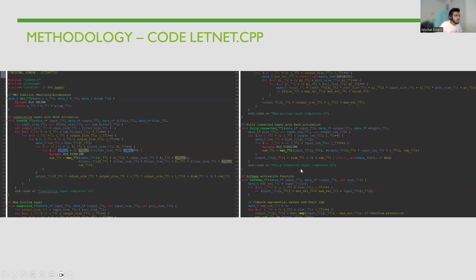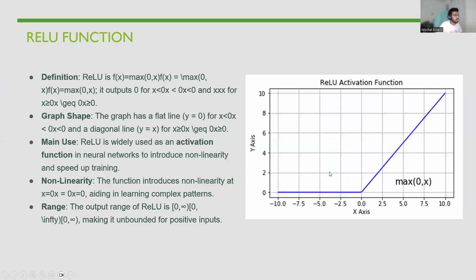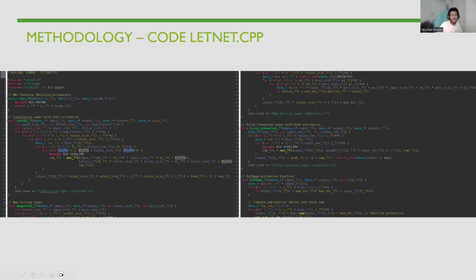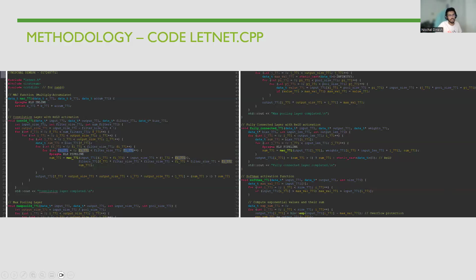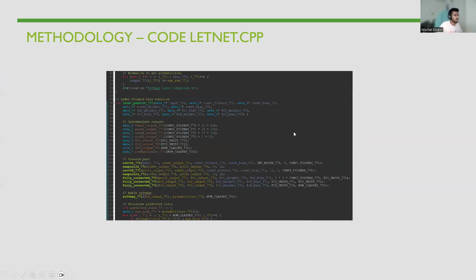Then you have your softmax layer. Sorry, before the softmax layer, you also have a fully connected layer with ReLU activation. Here it performs the matrix multiplication between input and weight matrices, adds a bias to it, and applies ReLU. The purpose of this is to connect all input features to all output neurons for classification. In the softmax layer, the softmax activation function converts raw output scores into probabilities and ensures the outputs sum to 1, making them interpretable as probabilities.